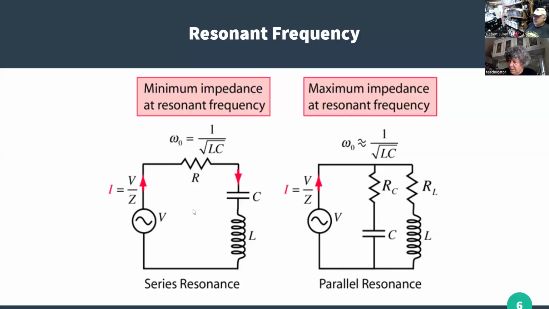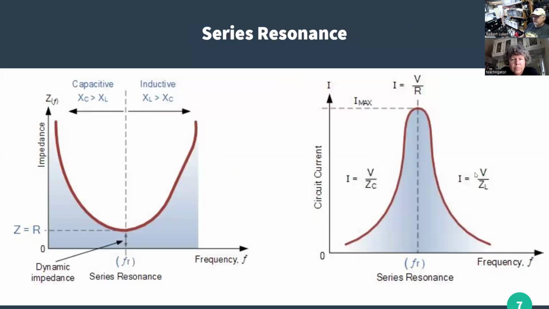Okay, so this just again is showing the minimum impedance at resonant frequency if it's a series circuit, and maximum impedance at resonance if it's a parallel circuit. Those are the key points to remember. Here's some plots for a series resonant circuit. If we plot impedance versus frequency, you can see that it starts off very high impedance. When you get down to the resonant point, it's very low. And then as you go up in frequency, it goes back up to a higher impedance.